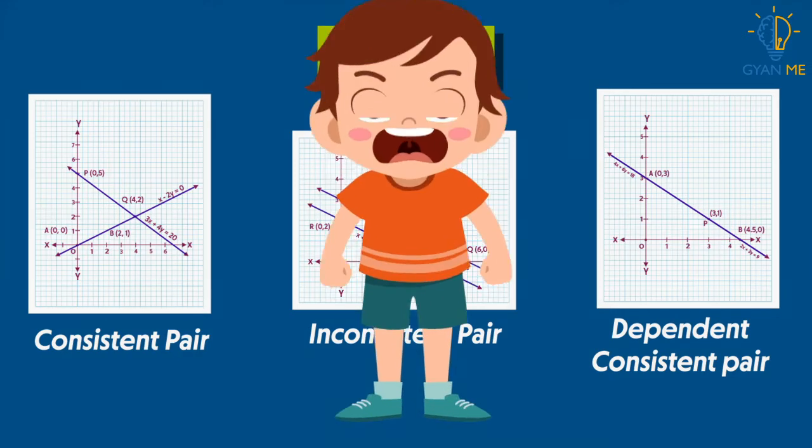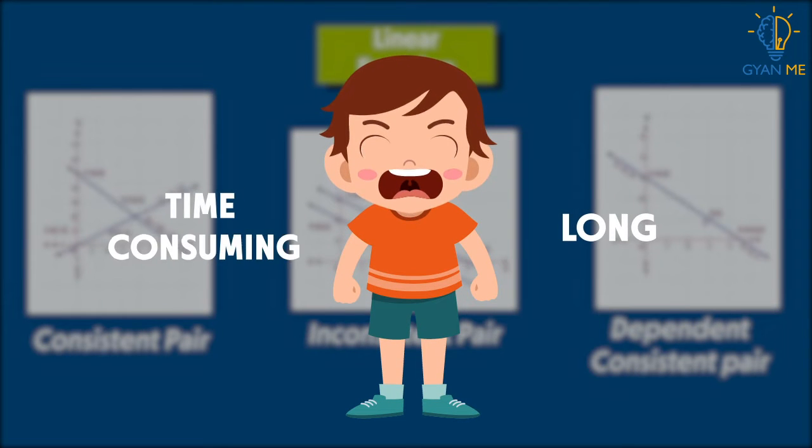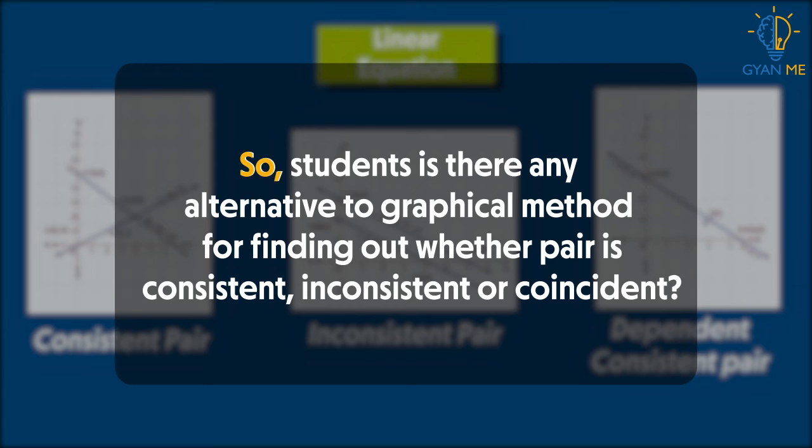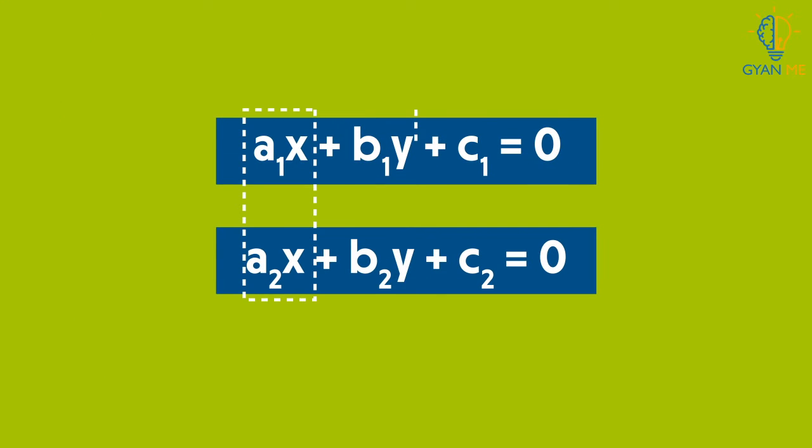But we observe that the graphical method is long and time consuming. So students, is there any alternative to the graphical method for finding out whether a pair is consistent, inconsistent or coincident? Yes, there is a very simple way. In this method, we take ratios of respective coefficients of x and y and constants from the equations. But before going to this method, note important points.